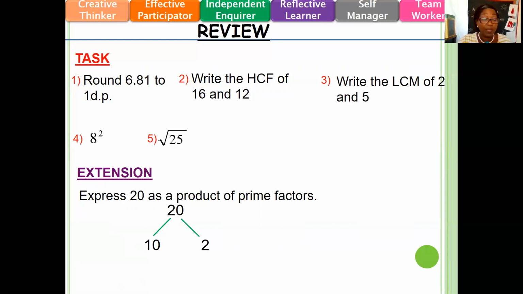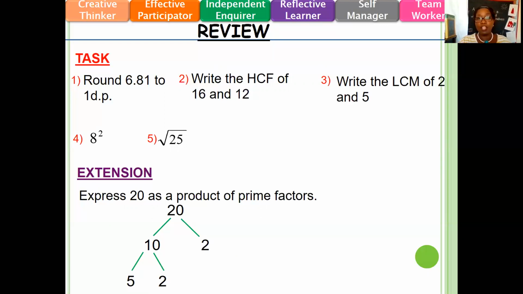All right, so that 2 is a prime number. We can't break that down no more. But that 10, that's a composite number. We can break that down into 2 numbers that multiply together to give us 10. What are 2 factors? 5 and 2, because 5 times 2 is 10. And 5 is a prime number, 2 is a prime number.